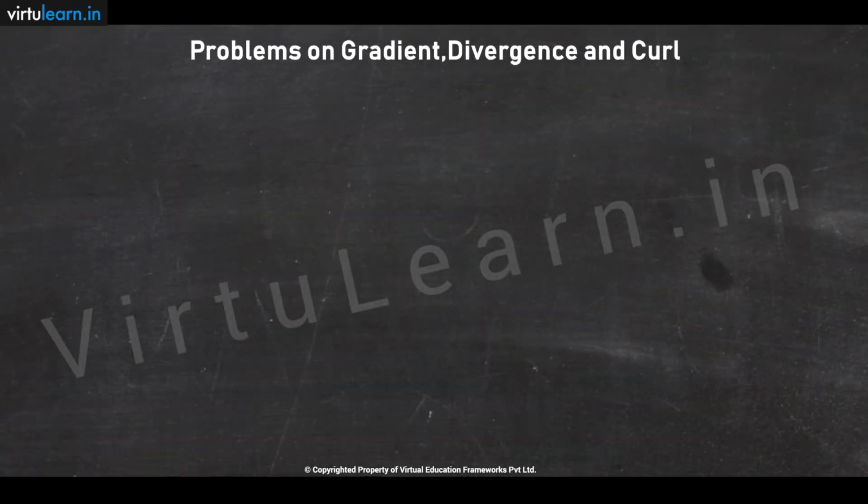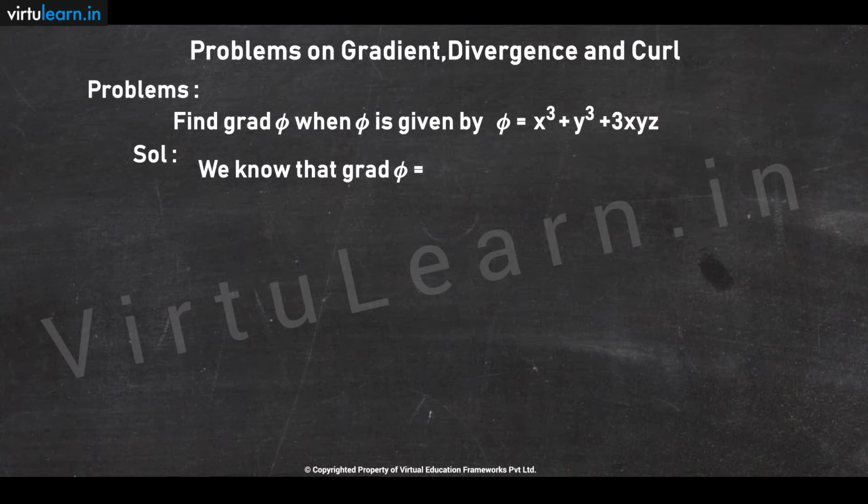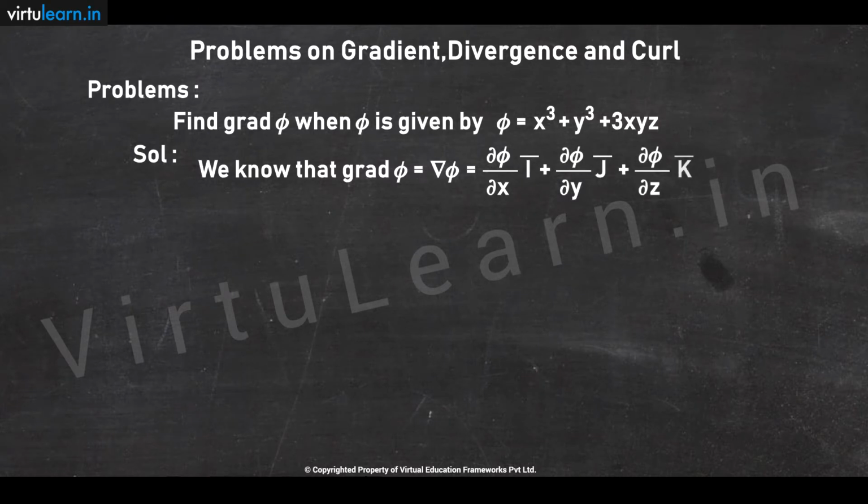The problems I am going to discuss now are to be placed after learning the definitions of gradient, divergence and curl. Here is a problem. Find gradient of phi when phi is given by phi is equal to x cube plus y cube plus 3xyz. We know that gradient of phi is equal to dou phi by dou x into i bar plus dou phi by dou y into j bar plus dou phi by dou z into k bar.